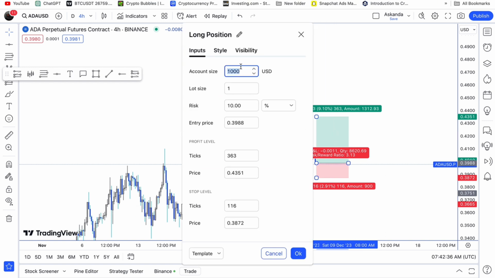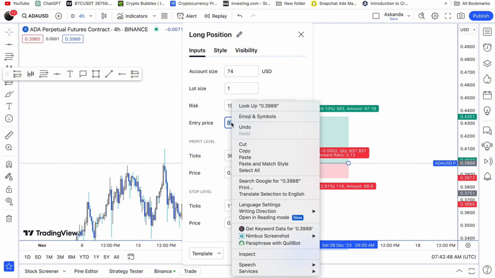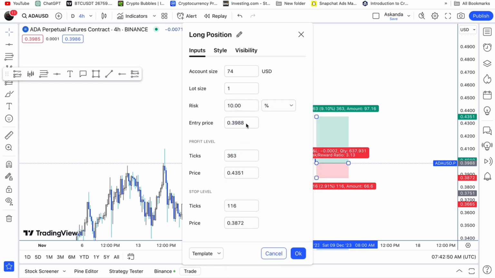After double clicking, we will enter our Binance balance. We have our Binance balance to be 74. Then we use 10% as margin. Remember, this is our entry level. So we'll copy these numbers and go to our Binance again and calculate the position.